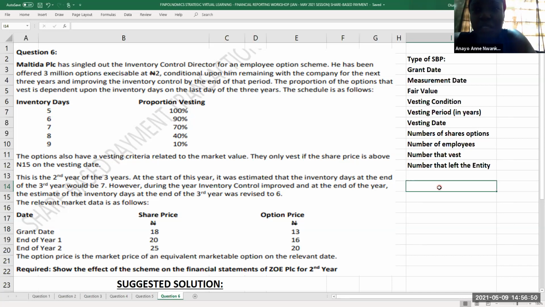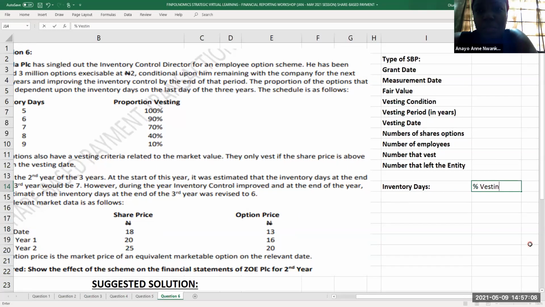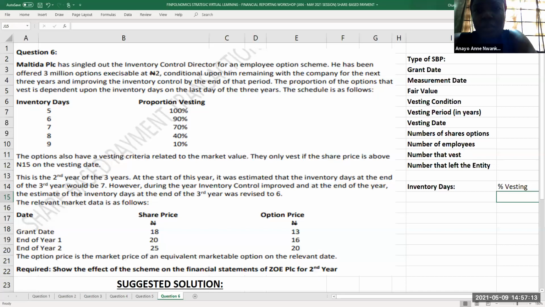Inventory days, proportion vesting. Inventory days 5, 100%. Inventory days 6, 90%. Inventory days 7, 70%. Inventory days 8, 40%. And for inventory days 9, 10%. The options also have a vesting criteria related to the market value. They only vest if the share price is above 15 naira on the vesting date.